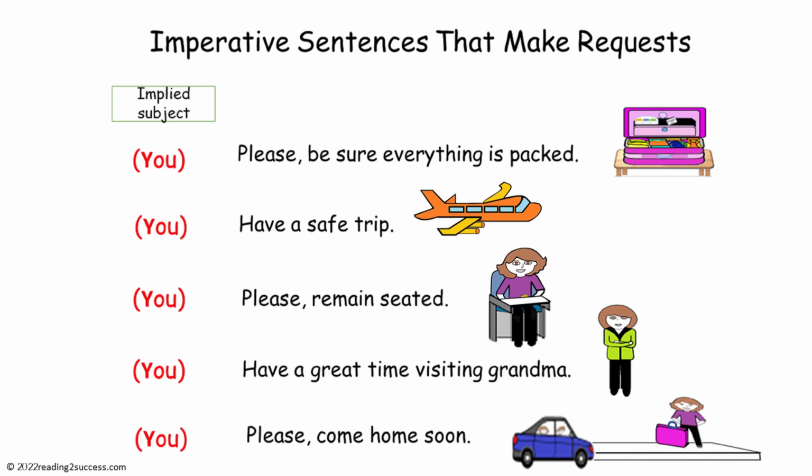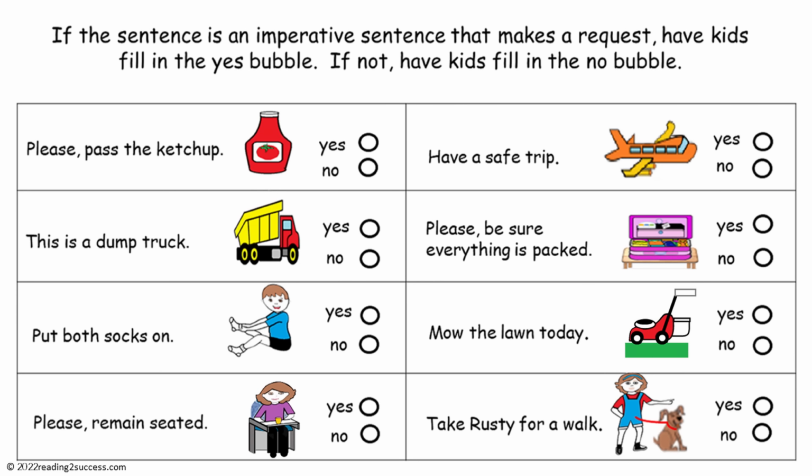With kids, now practice the imperative sentences that make requests. Please be sure everything is packed. Have a safe trip. Please remain seated. Have a great time visiting Grandma. And please come home soon. Now have kids complete this practice page. If the sentence is an imperative sentence that makes a request, have kids fill in the yes bubble. If not, have kids fill in the no bubble. Do the first two sentences with kids.